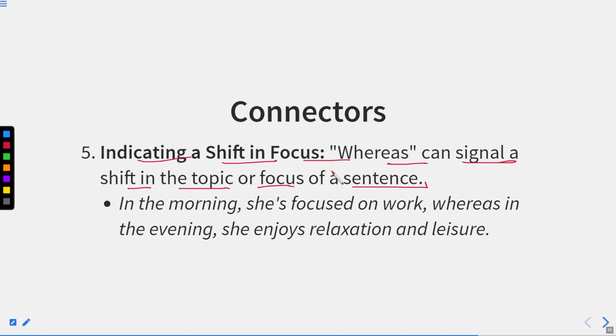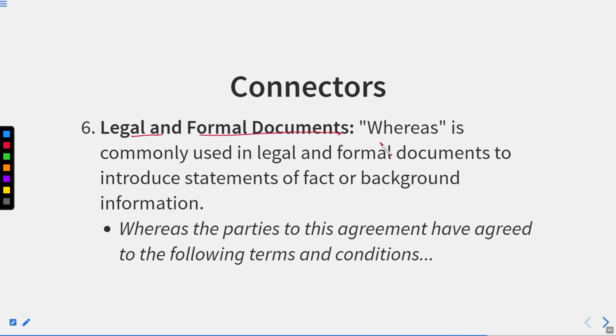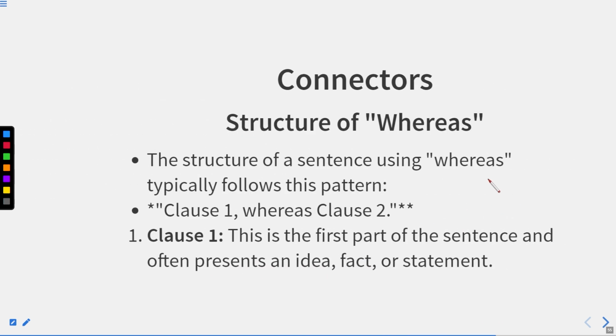It means whenever we shift the focus of something, or whenever we change the topic, it shows us the comparison between the two. In the morning she is focused on work, whereas in the evening she enjoys relaxation and leisure. Legal and formal documents. Whereas is commonly used in legal and formal documents to introduce statements of fact or background information. Whereas the parties to this agreement have agreed to the following terms and conditions.